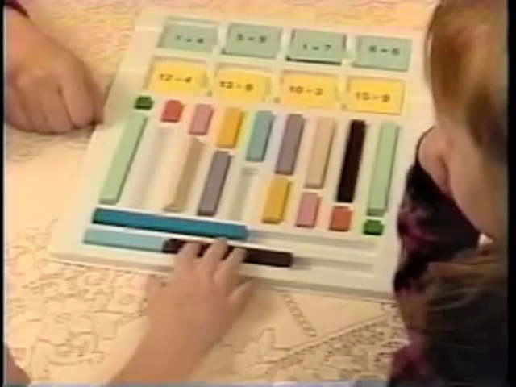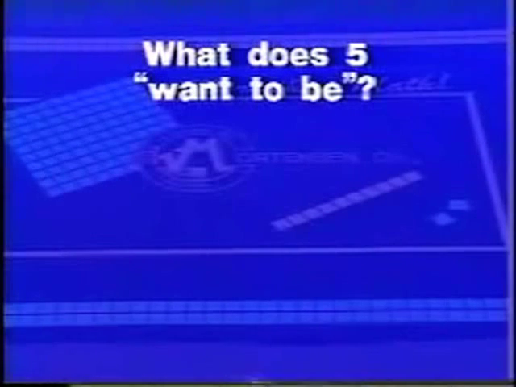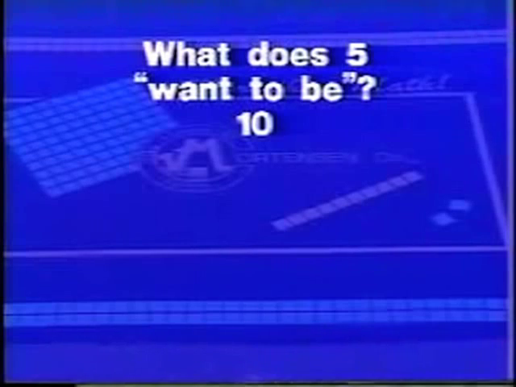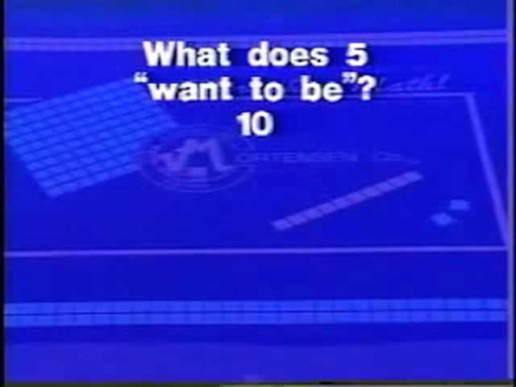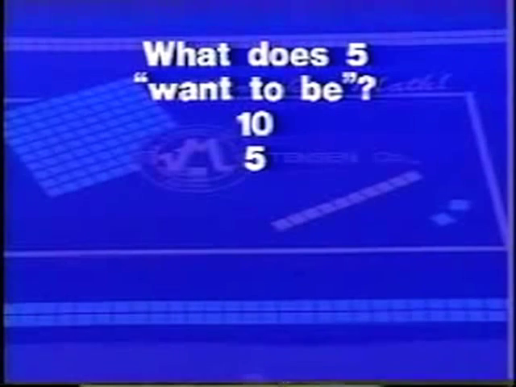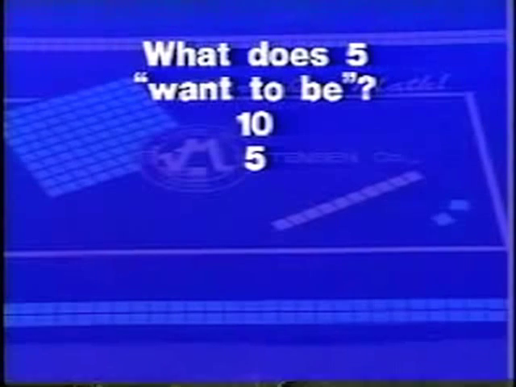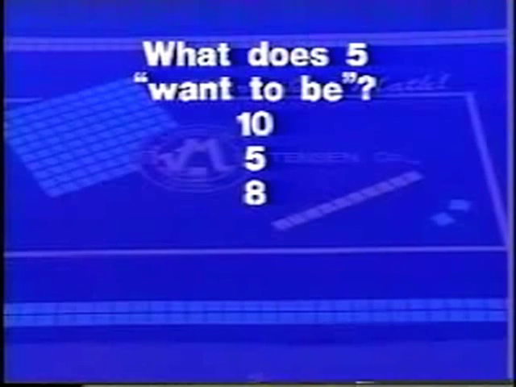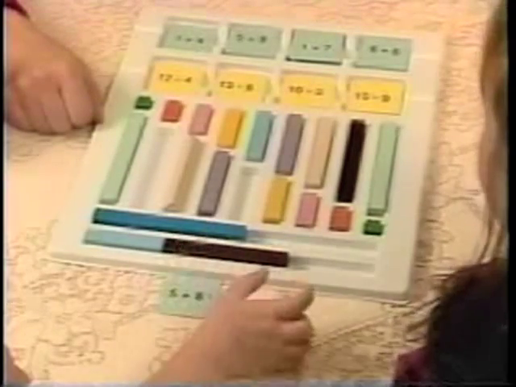Now, to begin the process, we ask the children the questions that we have already discussed. What does 5 want to be? 5 wants to be a what? 5 wants to be a 10. What does 5 need to be a 10? 5 needs another 5 to be a 10. But what does 5 have? 5 has an 8.